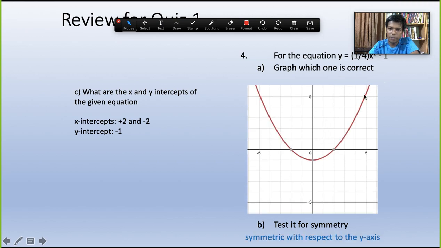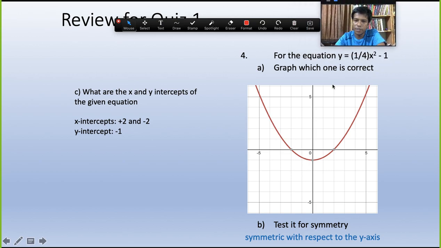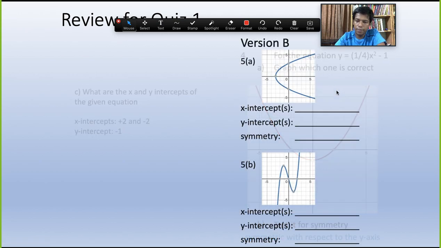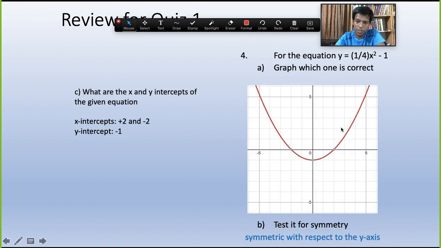So symmetry. What type of symmetry does this equation have? For the graph, let's say here we have y equals 1/4 x squared minus 1. Suppose this is already the correct graph, but let's say we give a graph here and then we give another graph. Then we will say, okay, this is graph A, this is graph B. So which graph is correct here for this equation? Graph A or graph B? This way we can ask this question.